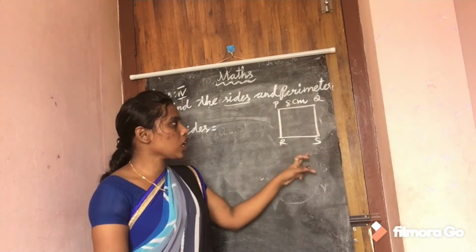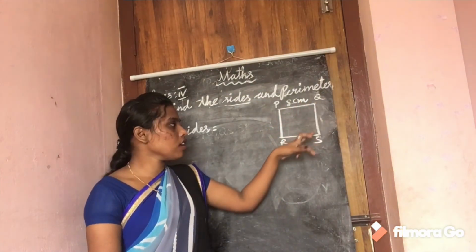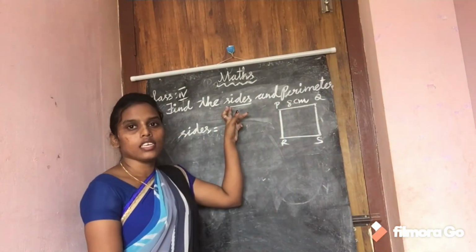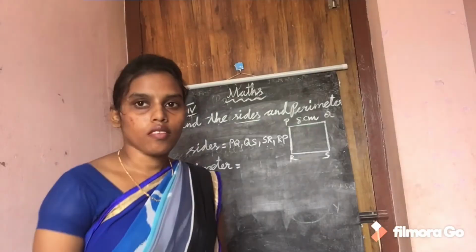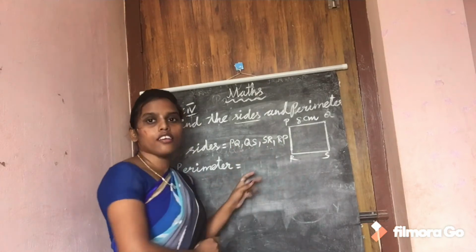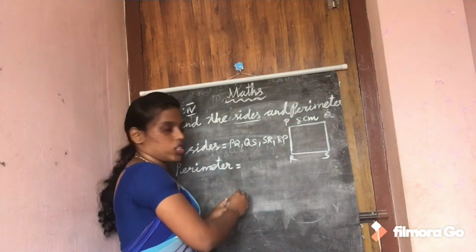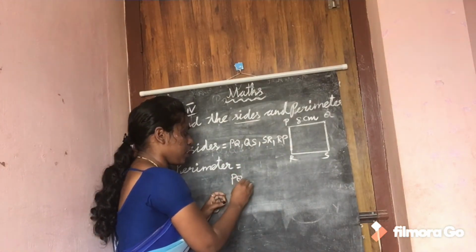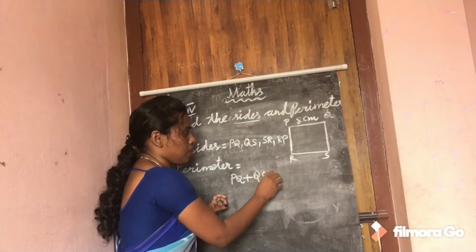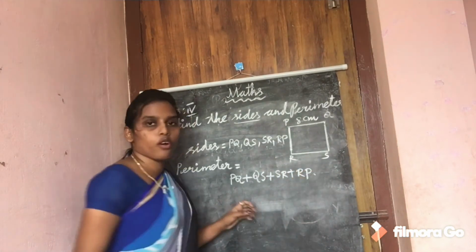Okay, in a given square, all the sides are equal. See, they given 8 centimeter here. So all the 4 sides are 8 centimeter only. First, you have to find the sides of a square. So the formula of perimeter is adding the 4 sides. The formula of perimeter is nothing but adding the 4 sides. So PQ, you have to add plus symbol, then QS, then plus SR plus RP. This is the formula, children.